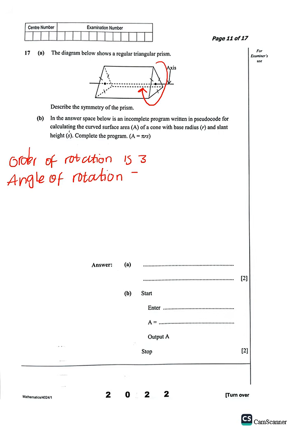The angle of rotation can be found by 360 divided by the order. So 3 into 360.